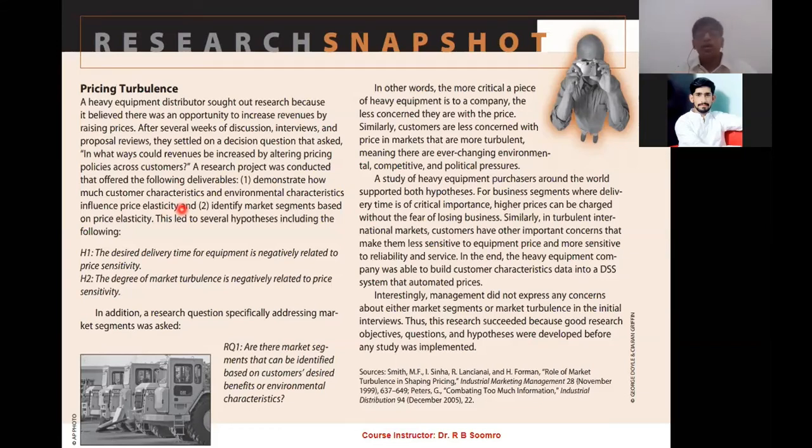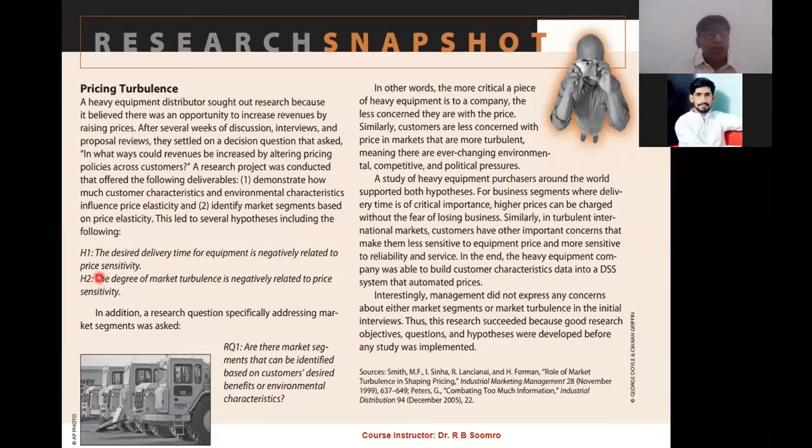The consumers, the people who are buying your product or your services, and environment characteristics. For example, entry of a competitor, some people have low purchasing power, some people may leave you. So these are certain environmental characteristics you have to keep in mind. This leads to several hypotheses. Now here we are going to develop one hypothesis.